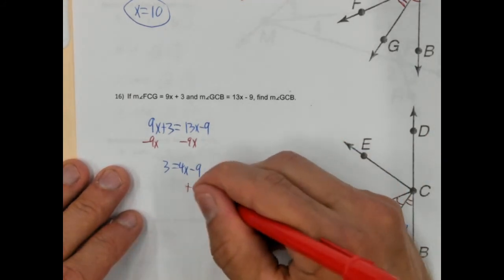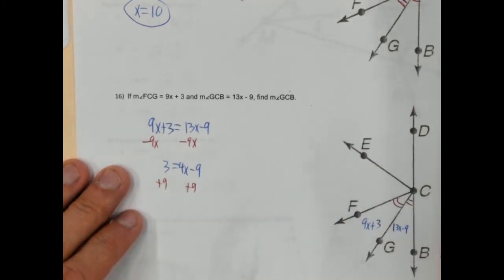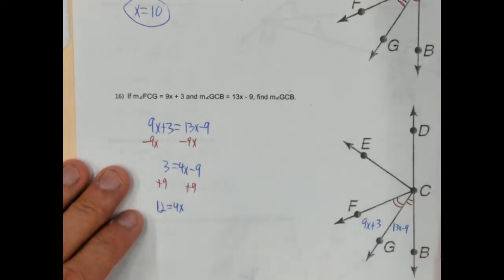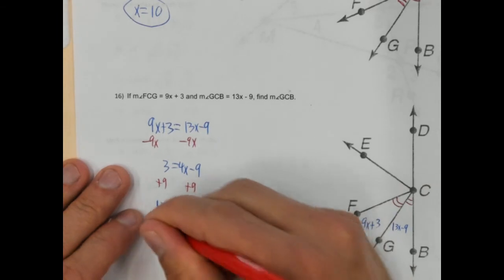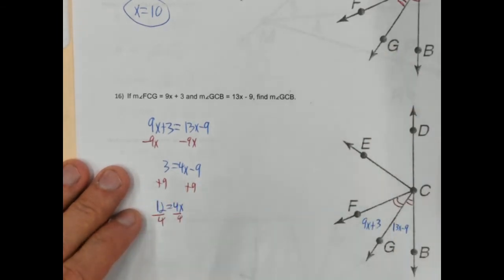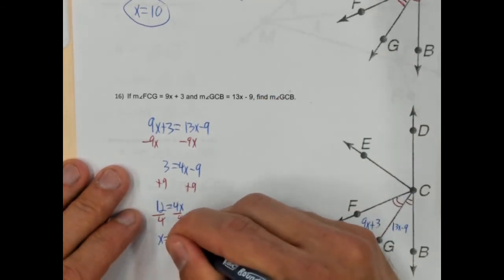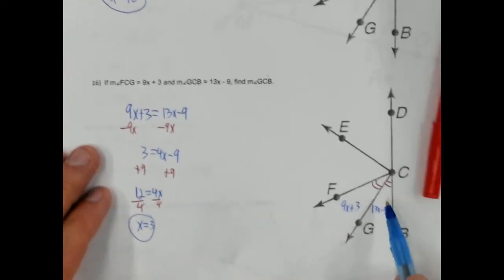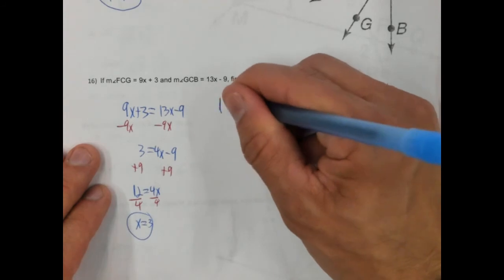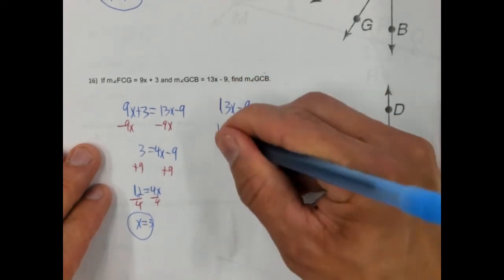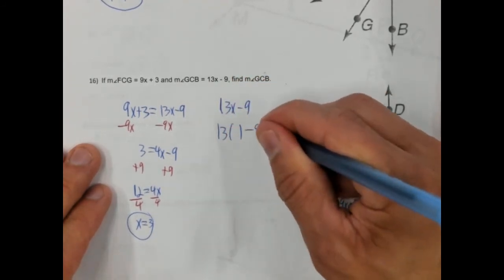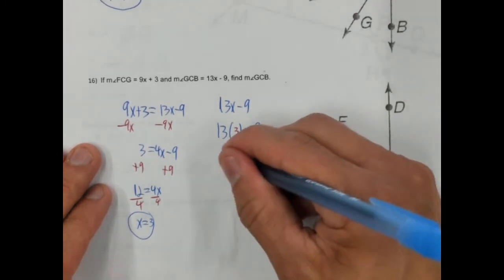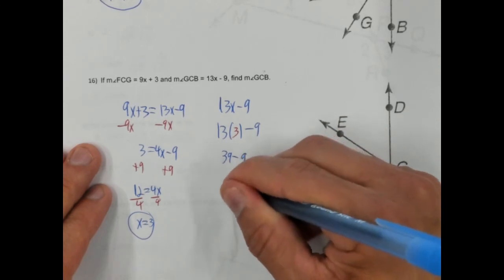Let's get rid of that constant. So we're going to add 9 to both sides. 12 equals 4x. And then we're going to divide both sides by the coefficient. So we're going to get x is equal to 3. So we're not going to fall for that trap again, right? We're not done, so we need to find GCB. So GCB was 13x minus 9. And then we're going to plug in our x value, which in this case is 3. And 13 times 3 is 39. 39 minus 9 is 30 degrees.